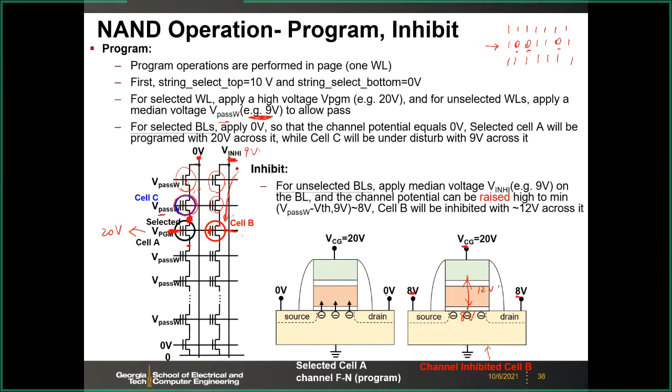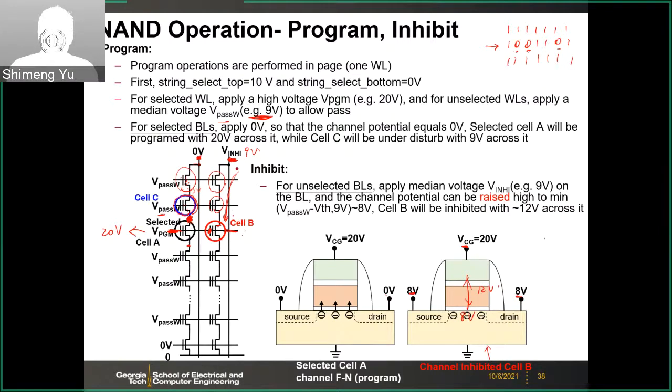There is a principle for what voltage you can pass. So let's look at one transistor. This is a principle you need to know. By the way, when you are doing the programming, the GSL, this one is grounded always. The bottom string select is grounded.